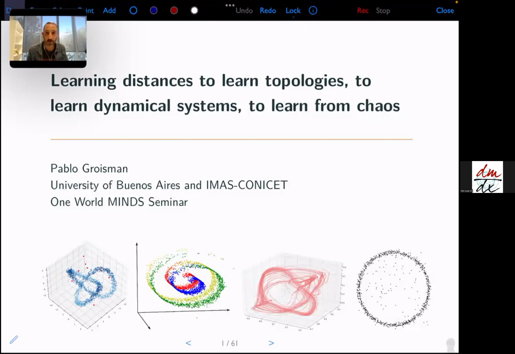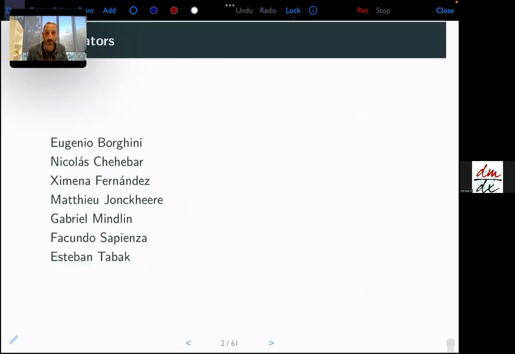So the motivation for what I'm going to talk about, well, first here is the list of collaborators. We have been working on this topic for some time with all these people. Eugenio Borghini and Jimena Fernandez are topologists. They know much more topology than I do. Nicolas Chevar is now in the industry, but he graduated from our university last year. Mathieu Jonker, in Toulouse, is a probabilist like me, and Gabriel Milding is a physicist. He works with dynamical systems, studying how birds learn to sing. Facundo Sapienza is now in Berkeley, and Esteban Tabak is from the Courant Institute, New York University.